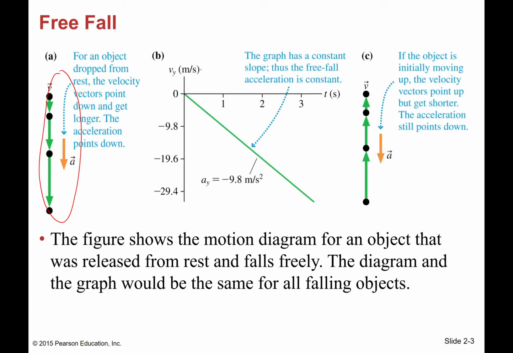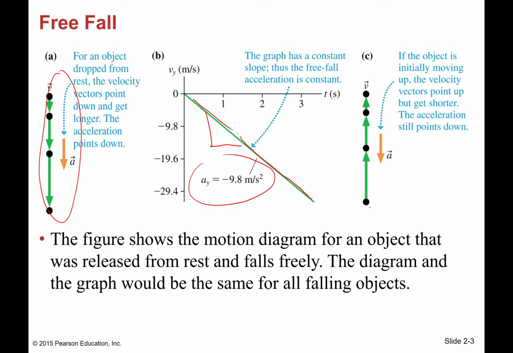If we plot the velocity versus time graph, we have time here in the horizontal axis in seconds, velocity in meters per second, and what we see is that the velocity versus time graph is a straight line. The slope, the rise over the run of this line, would give you 9.8, and it is a negative slope, so that is the acceleration of gravity.